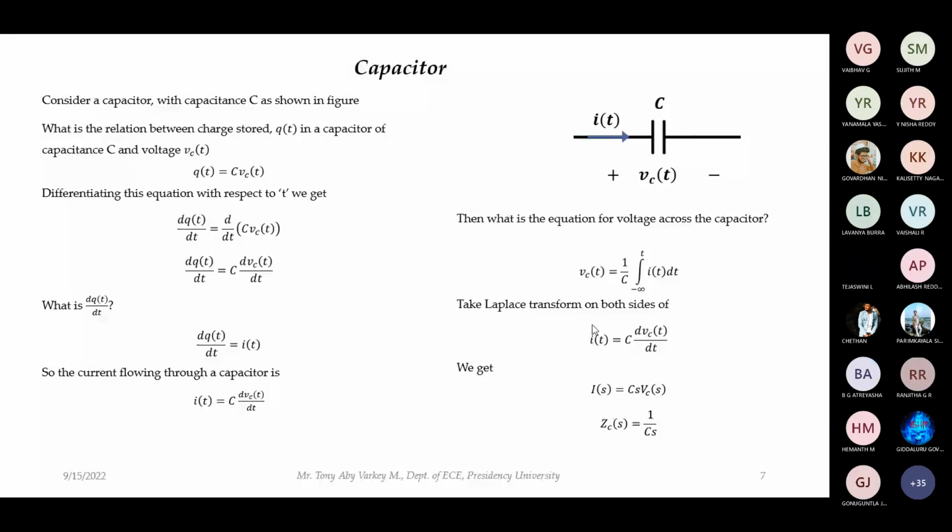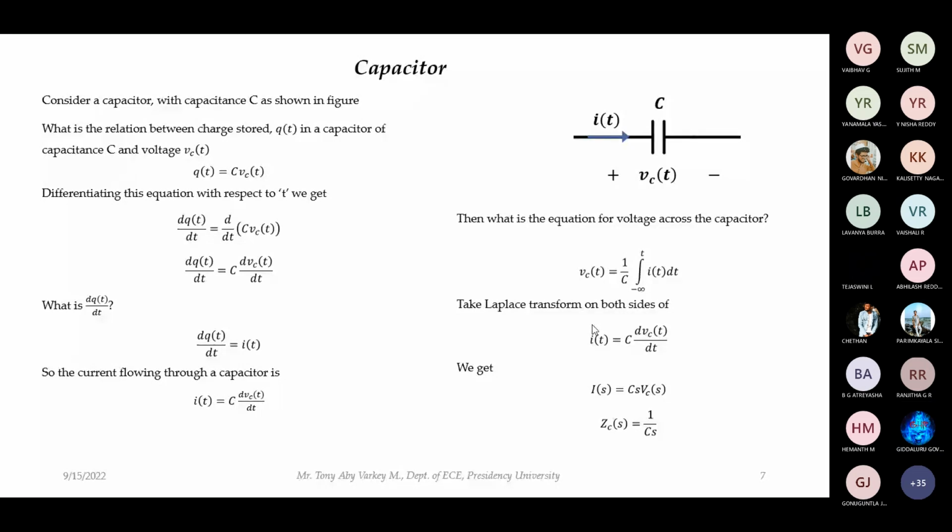So here you can see that the impedance of the capacitor is not a constant. It is depending on frequency. It is depending on S. S means it is j omega, where omega is the angular frequency. So that is why the impedance of a capacitor is not a constant when the frequency is changing, whereas the impedance of a resistance is a constant. Is it clear? So as frequency increases, impedance of a capacitor decreases or increases? Decreases, because S is in the denominator.